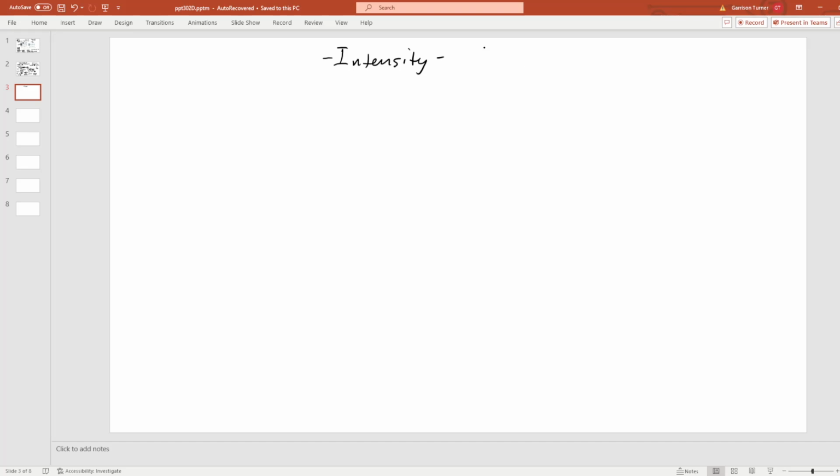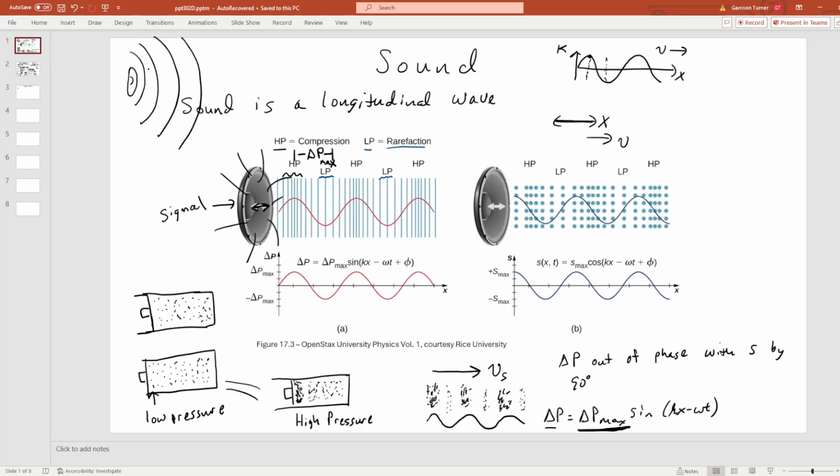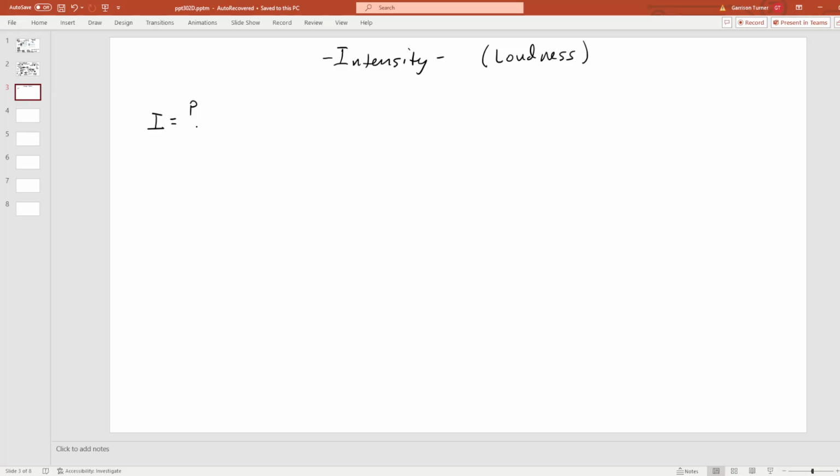So this is what our ear perceives as loudness. Okay? The intensity of a sound is what we perceive as loudness. And the basic idea of intensity is that intensity is equal to the power in a spherical shell. So this is where this whole expanding spherical shell idea comes in: the power in that spherical shell divided by the area of that spherical shell.